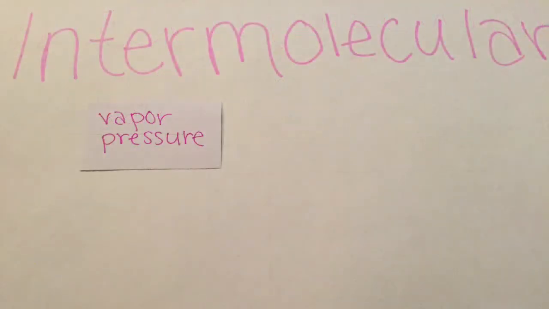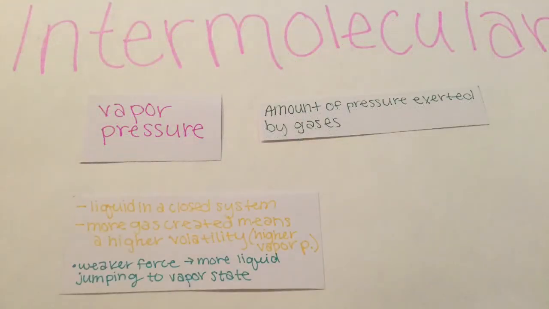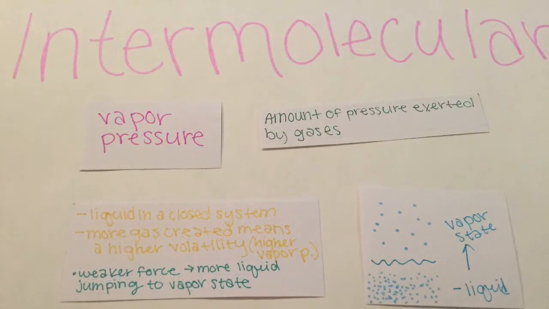So next we have vapor pressure, and vapor pressure is the amount of pressure exerted by gases. So when you have liquid in a closed system and you're boiling it, it's going to create gas. And the more gas that's in the closed system, the higher the volatility is, or like the higher the vapor pressure is. So when you have a lot of liquid jumping into that vapor state, you're going to have a weaker intermolecular force, but the more difficult and the slower the liquid is jumping into that vapor state, the stronger the intermolecular force will be.